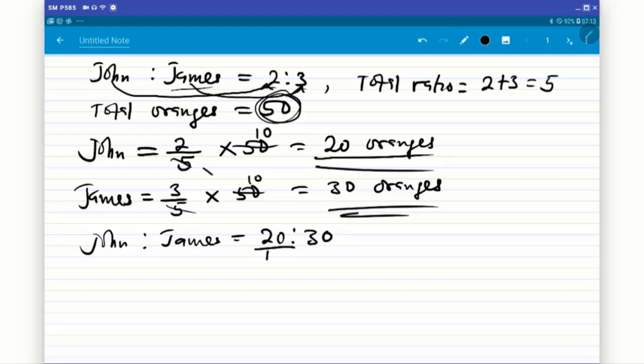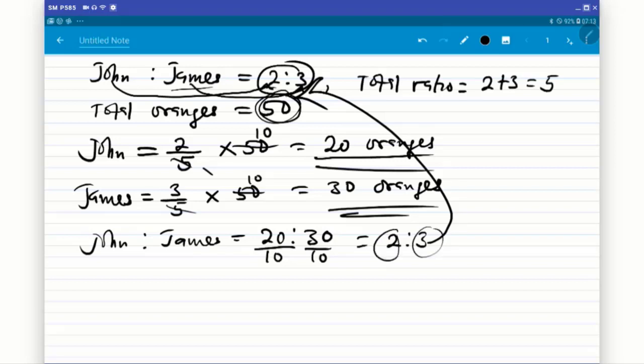If we divide each of them by a common factor, which is 10, what do we have? 2 ratio 3, which gives us our ratio back. So that means these values of oranges have been divided by 10 to produce this ratio. That is why whatever happens to this 2 must happen to the 3. If we multiply 2 by 10, we must multiply 3 by 10, and we must multiply the total ratio by 10 to produce the 50 oranges. For instance, you can have an example like this.